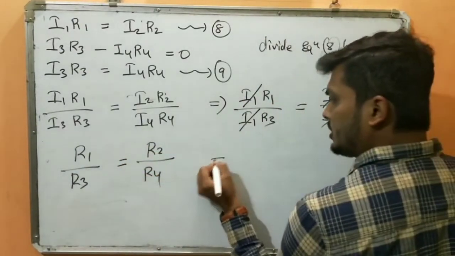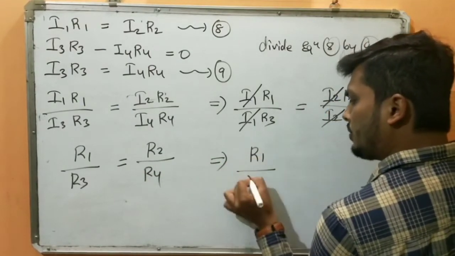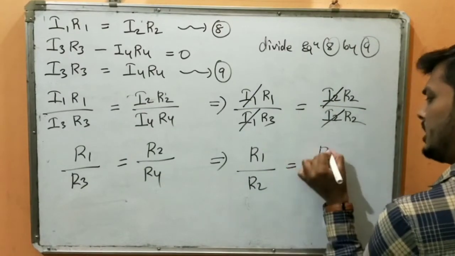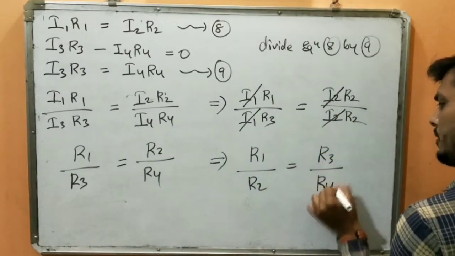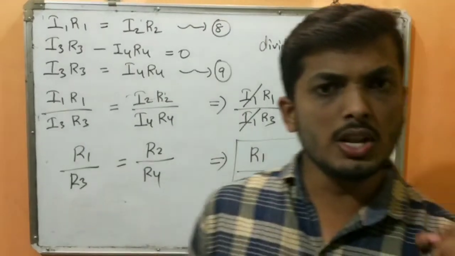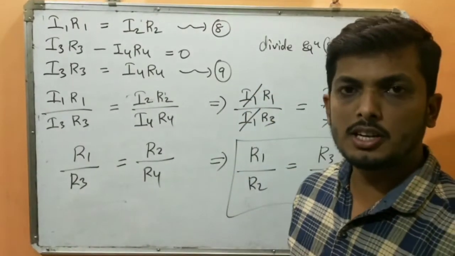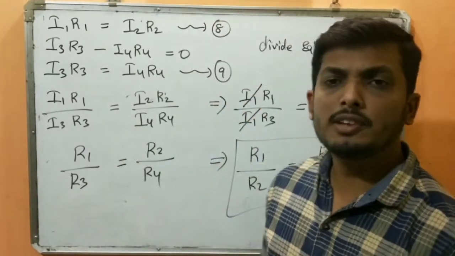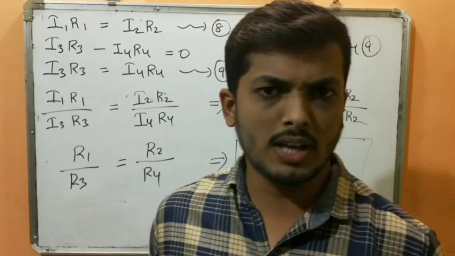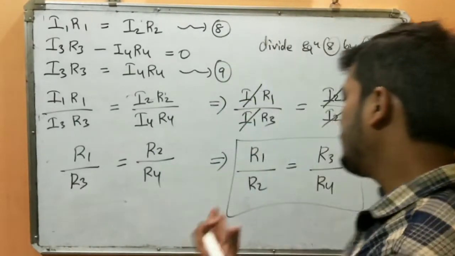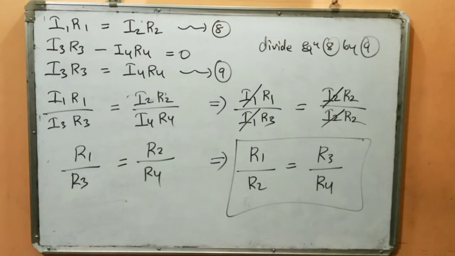So I can still modify this equation as R1 by R2 equals R3 by R4, by bringing the 2 here and shifting the 3 up. So this is the balancing condition of the Wheatstone network. Most probably they may ask you this derivation for the 5 marks. Either they may ask for combination of cells in parallel, or they may ask this derivation for the 5 marks.